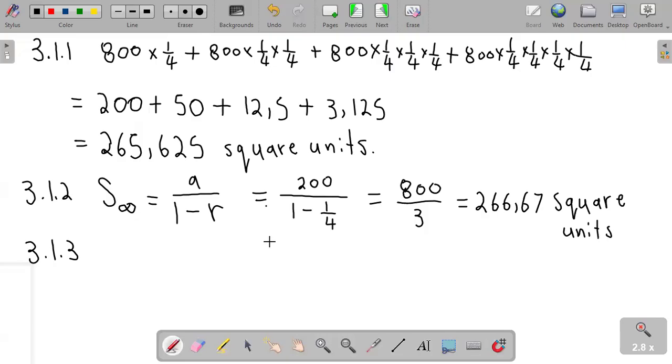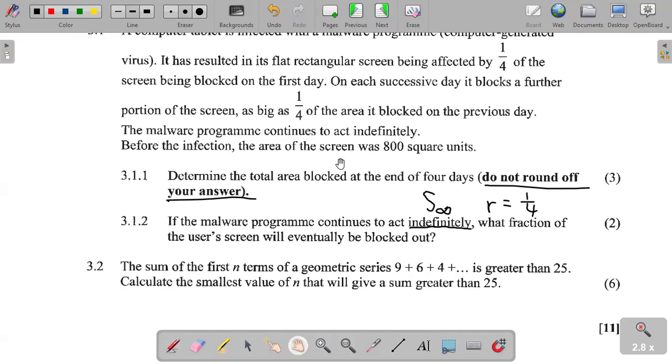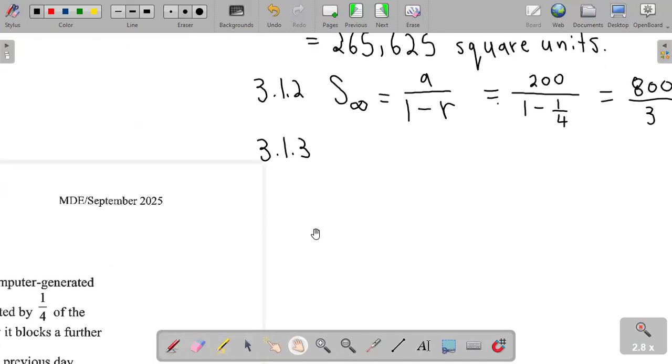And then let's go to 3.1.3. Oh no, there is no 3.1.3. So it's 3.2 next. So 3.1 is finished. So we go to 3.2.